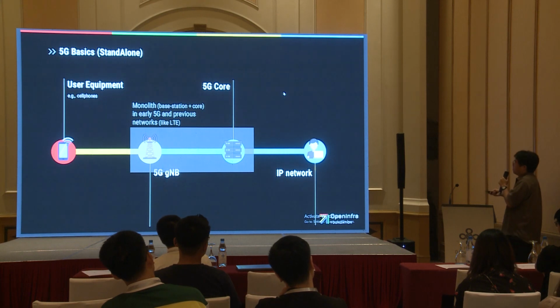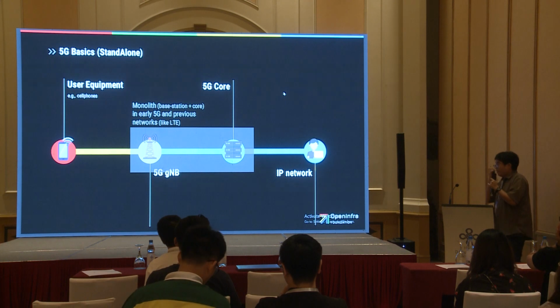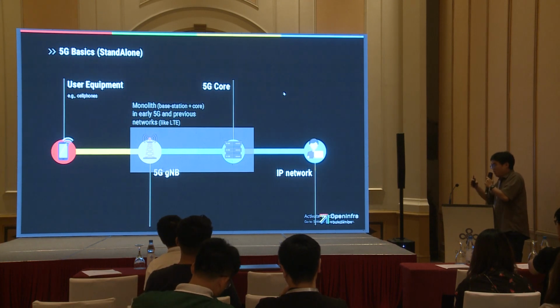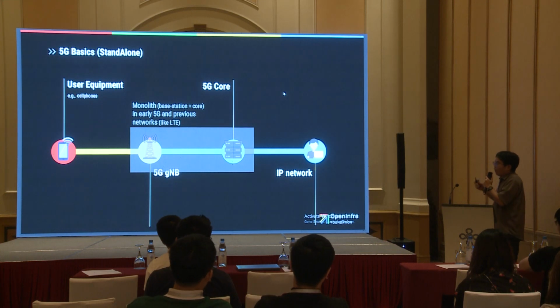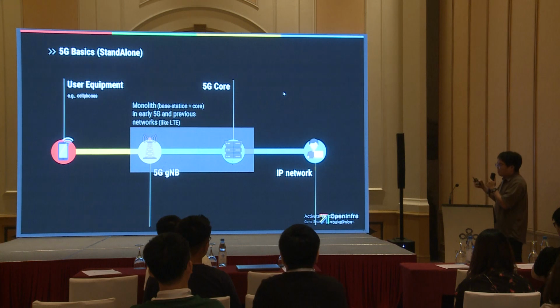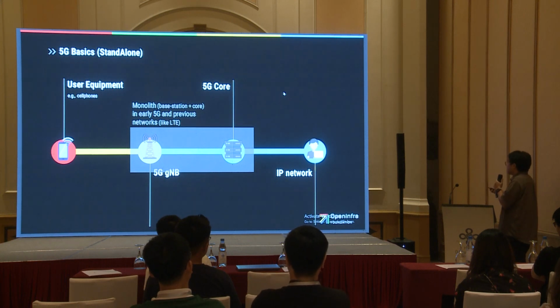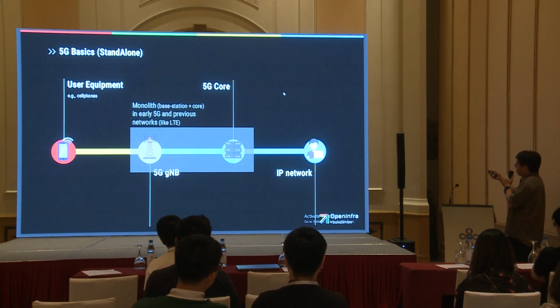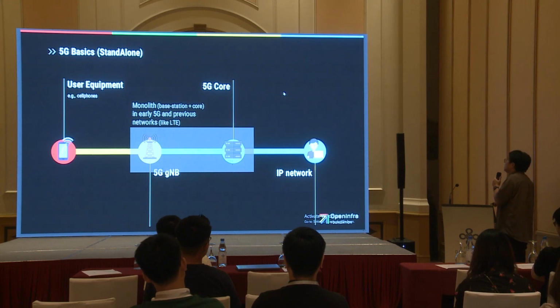Such signal packets are then forwarded to the core. The core, on the other hand, deals more with policy, like SIM card verification and the billing policy, how you charge the client. This is all done on the core. The core is more about management and control. And finally, the packet is forwarded to the IP network.